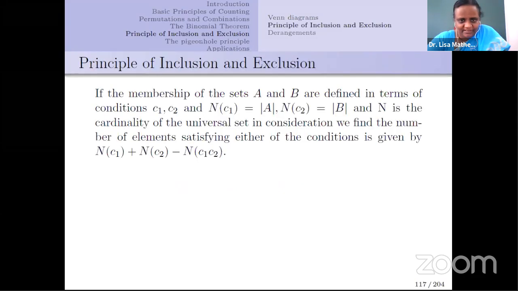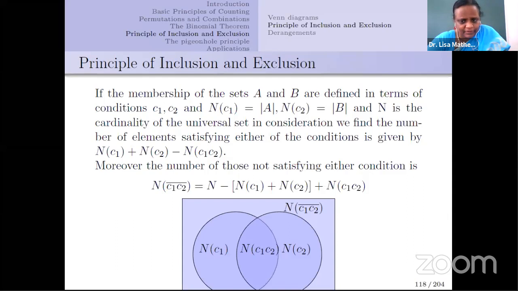Now we come to the next result, which is called the principle of inclusion and exclusion. If the membership of two sets A and B are defined in terms of the conditions C1 and C2, and if n of C1 is the size of A, n of C2 is the size of B, and n is the cardinality of the universal set in consideration, we find the number of elements satisfying either of these conditions is given by n of C1 plus n of C2 minus n of C1 C2. Now this is simply what we said in the previous few slides. I've just written it in a different way.